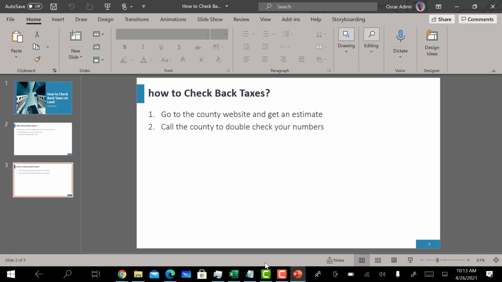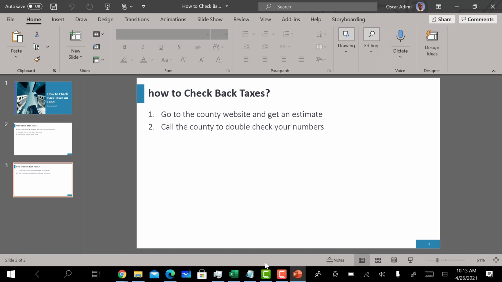You tell them I'm trying to buy a property, but I want to check how much back taxes need to be paid. You want to make sure that the estimate you have from the county matches the amount they tell you. That's a way for you to know if you're doing this right or wrong. But regardless, you always want to double check the amount of the back taxes with the county.